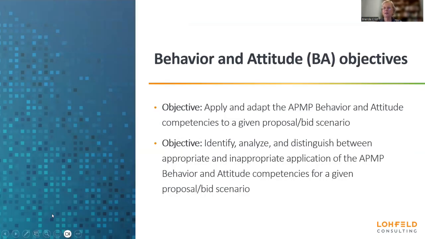Our final competency area is behavior and attitude objectives. Well, this one was not covered on the foundation exam, but here's the objective that APMP wants you to accomplish. First is adapt and apply behavior and attitude, or BA competencies, to a given bid and proposal scenario, as well as identify, analyze, and distinguish between appropriate and inappropriate application of BA competencies for a given bid and proposal scenario.